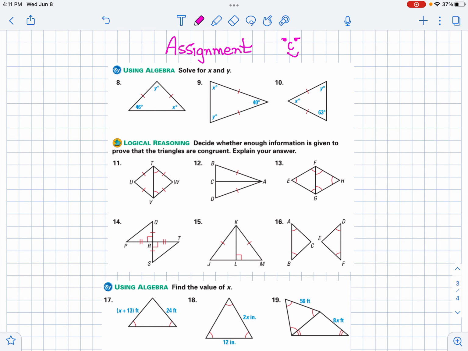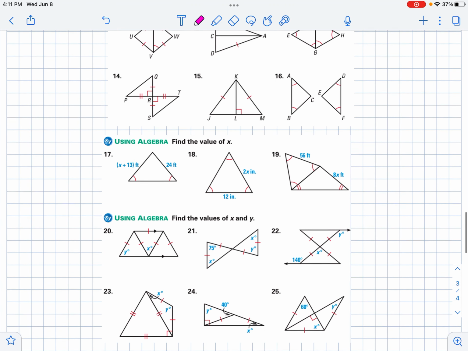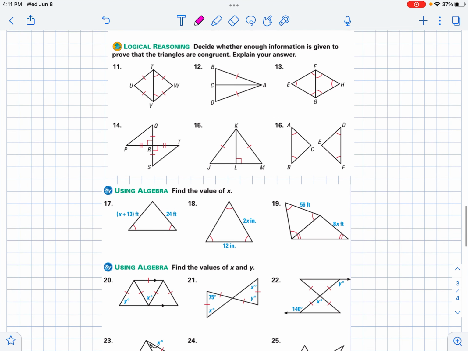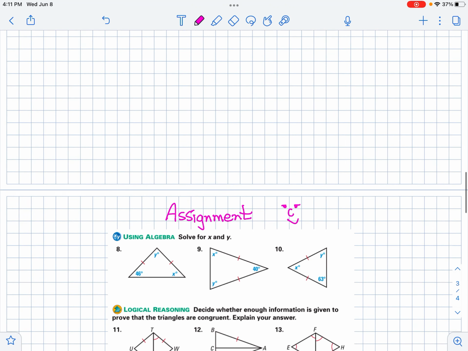Now, for the assignment, you'll notice this is mainly computational stuff. The last assignment we did some proofs. This assignment, I think I'm just going to do more computational stuff, where we use those theorems.